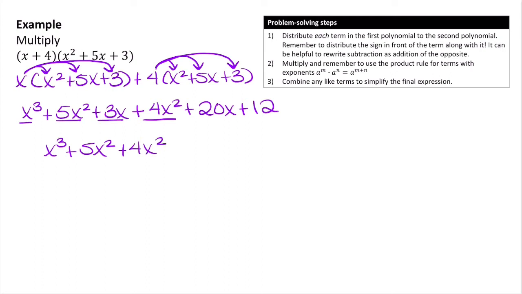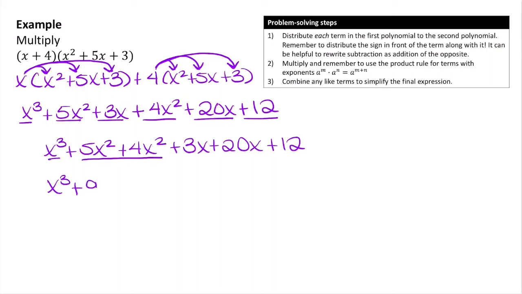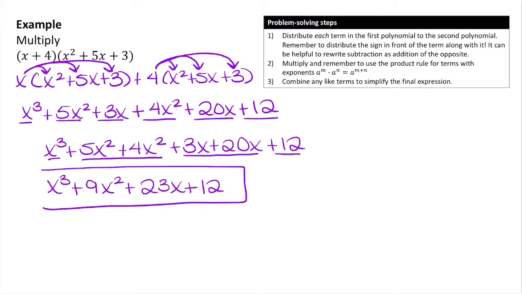And then now I have this plus 3x, and I can combine that with this plus 20x. And now finally we have this plus 12. So let's go ahead now and simplify. So we have x cubed plus, then we have 5x squared plus 4x squared. So that's going to be 9x squared, plus 3x plus 20x. So that's plus 23x. Plus we have the constant term, which is 12. So now we have the fully simplified expression.